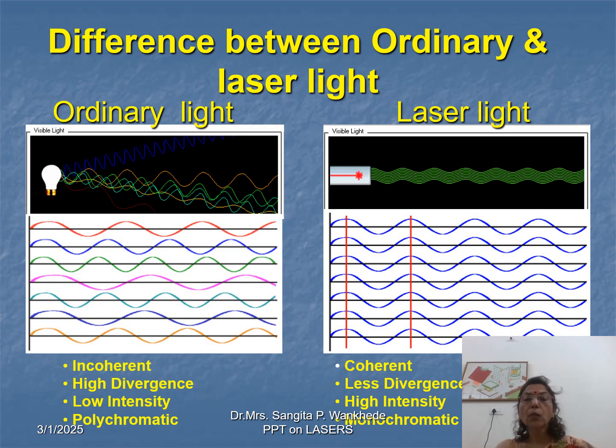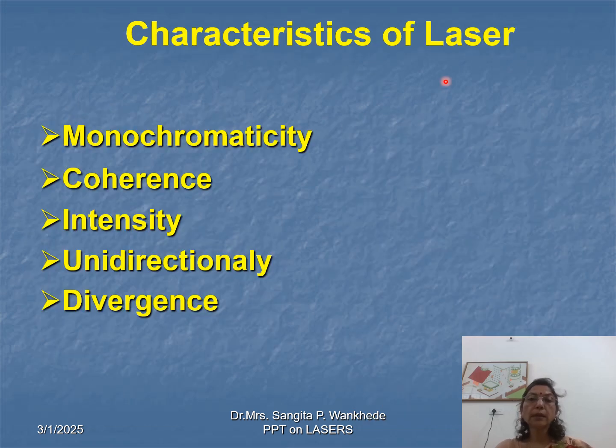Now what is the difference between ordinary and laser light? Ordinary light is incoherent, highly divergent, has low intensity and is polychromatic. But laser light is coherent, less divergent, of high intensity and monochromatic, that means single wavelength. So these are the characteristics of laser: monochromaticity, coherence, high intensity, unidirectional and less divergence.